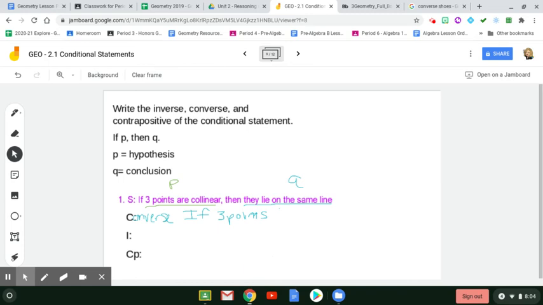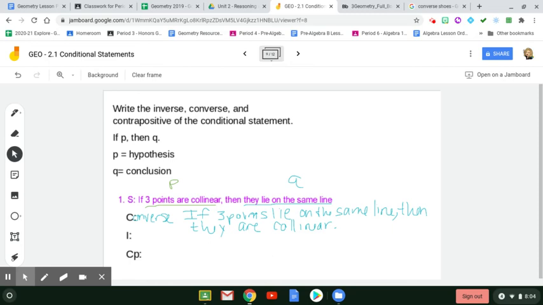I can't say that. If 3 points lie on the same line, because we have to use that, then they are collinear. Okay, so again, you're starting with the conclusion and ending up with the hypothesis.